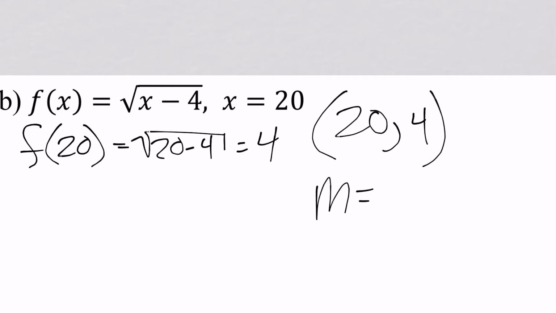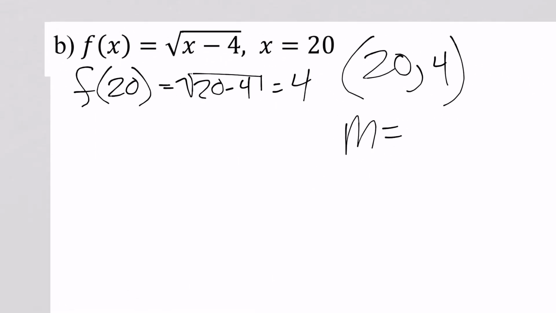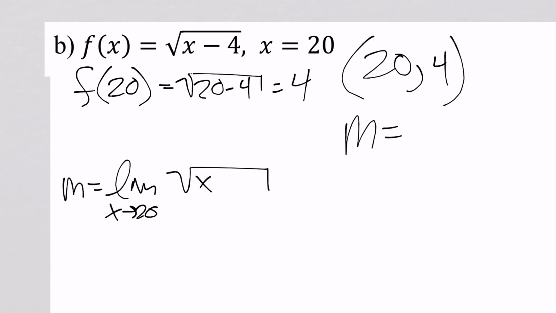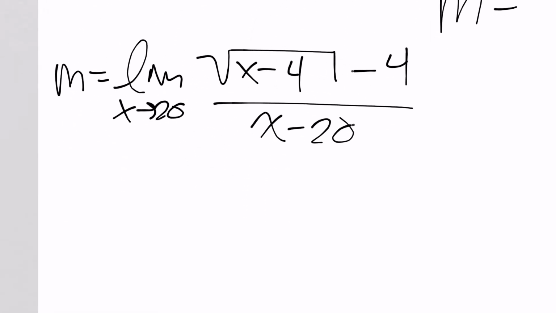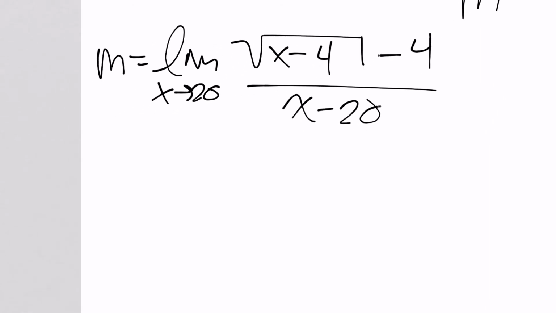Now we need to find our slope m. And to do so, we're going to use the limit process. So our slope m will equal the limit as x approaches our x value, which is 20, of the square root of x minus 4, our function, minus the y value, which is 4, divided by x minus the x value, which is 20. So we can't just plug in 20, because we get 0 over 0, indeterminate form, so we need to do some algebraic trickery to rewrite this function.